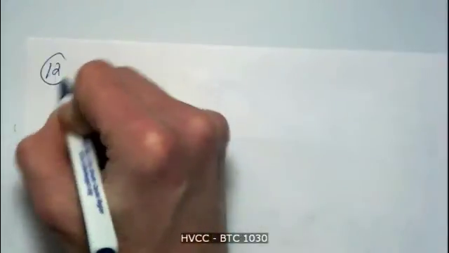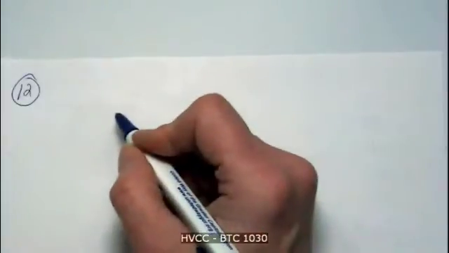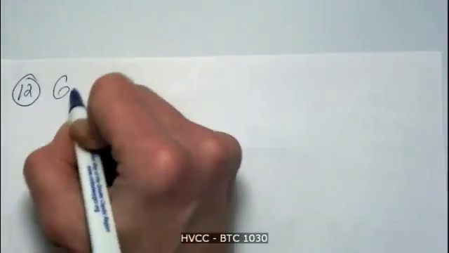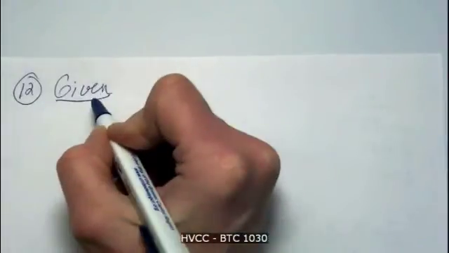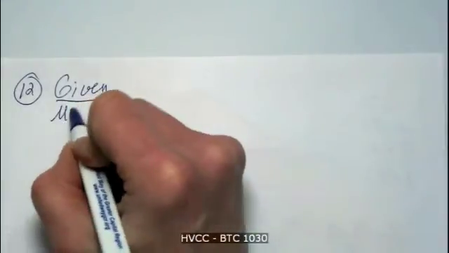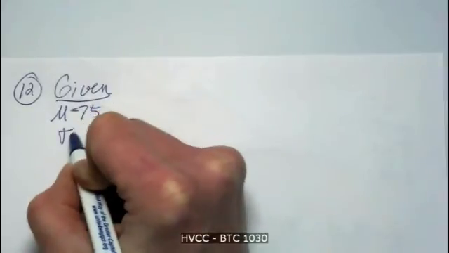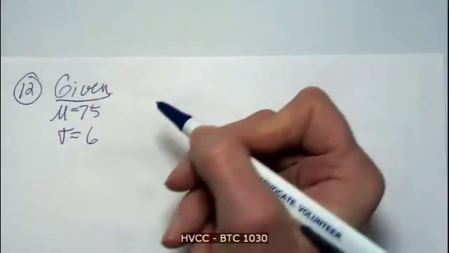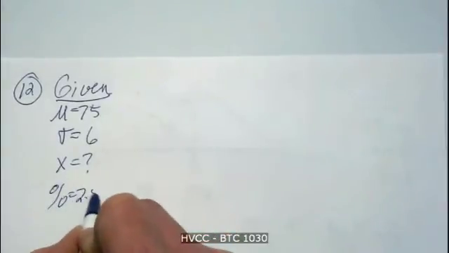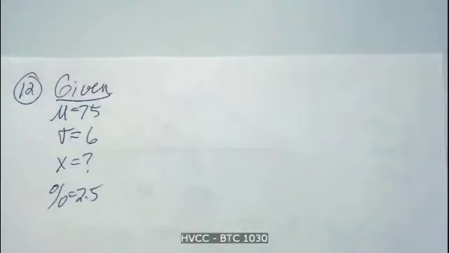Let me do number 12. How many seconds go by before 2.5% of the factory workers have not assembled a part? Okay, given. Mu equals 75. Standard deviation is 6. I'm looking for X, and I gave you a percent of 2.5.